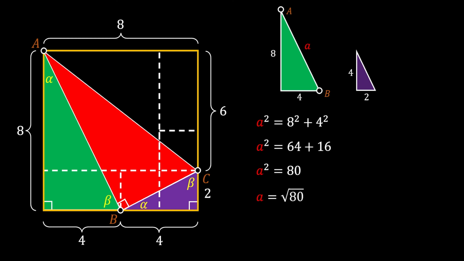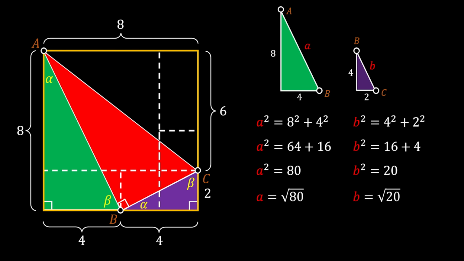Now we can do the same thing for our purple triangle. We can label its hypotenuse as B, and we will notice that it is equal to the leg BC of our red triangle. We can also find the value of B through the Pythagorean theorem, so B squared is equal to 4 squared plus 2 squared. That means that B squared is equal to 16 plus 4, and that is equal to 20. So that means that the value of leg B is equal to square root of 20.